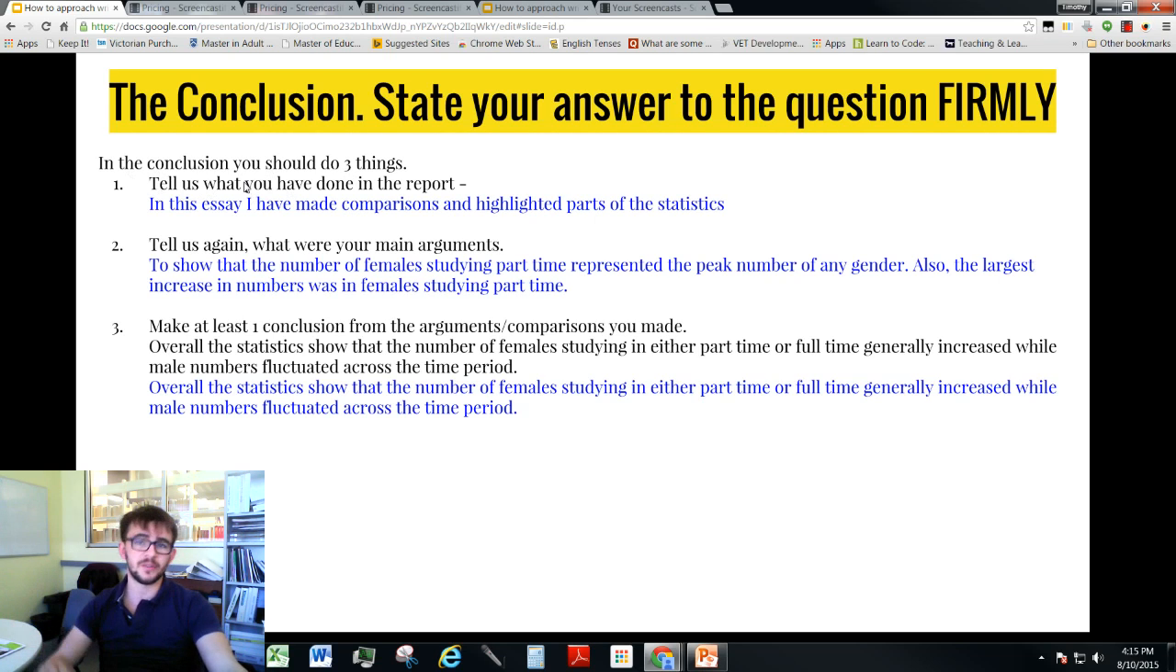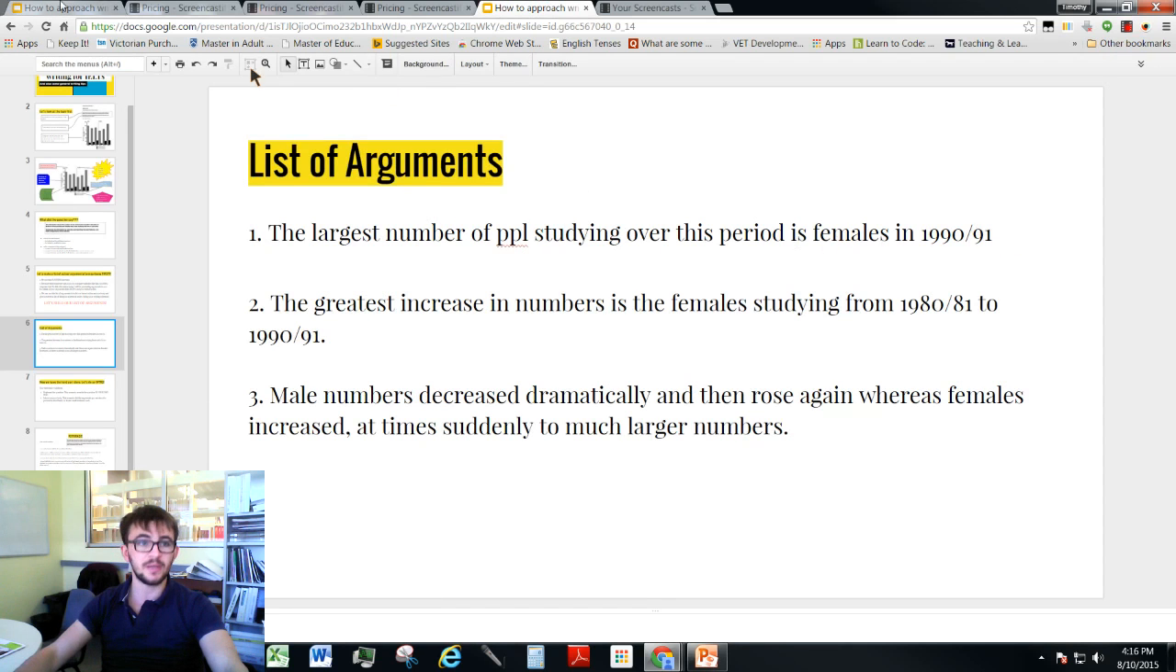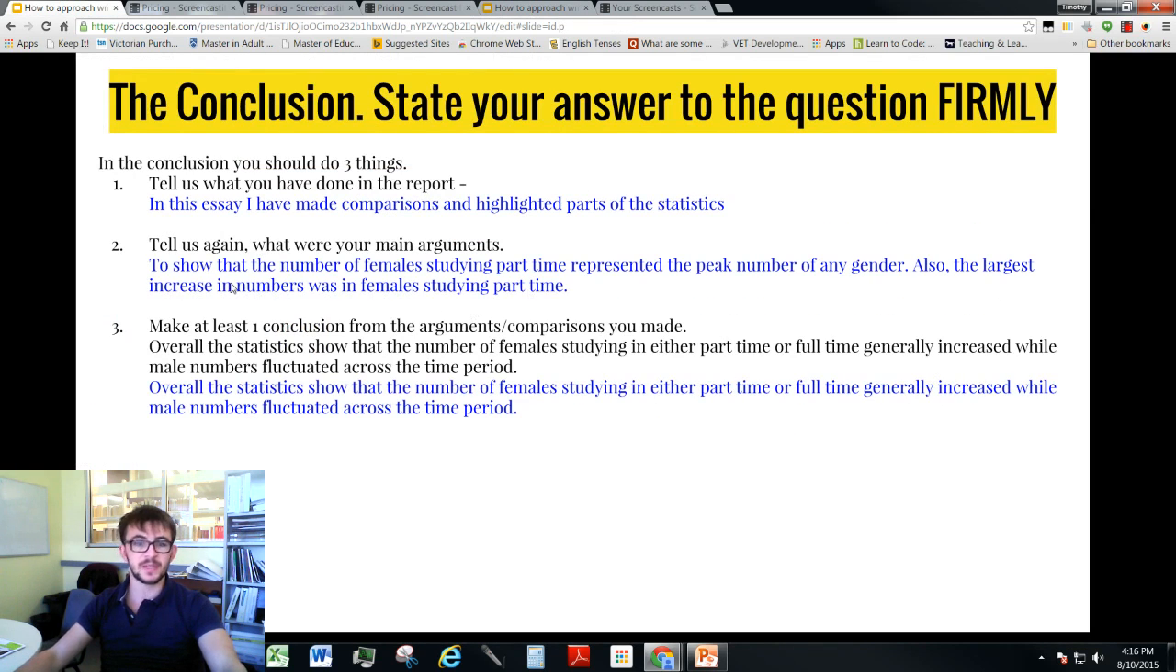First thing, tell us what you've done in the report. So in this essay, I've made comparisons and highlighted parts of the statistics that I found important, that I thought were the main features. You can extend on that. I'm just trying to keep it brief. Second, tell us again what your main arguments were to show that the number of females studying part-time represented the peak number of any gender, which is what I had in my arguments here, largest number. So you're just repeating your arguments again. Also, the largest increase in numbers was in females studying part-time. So I've only talked about two of my main arguments. You don't have to talk about all of them. You can if you want.